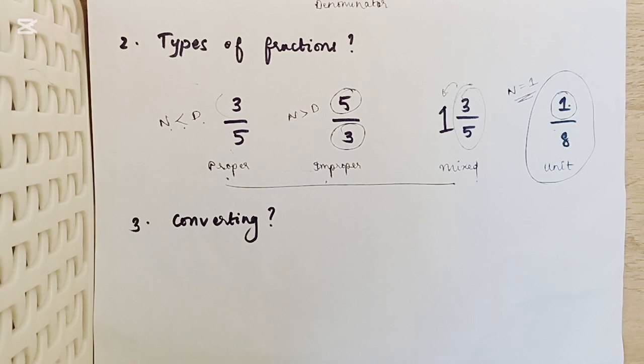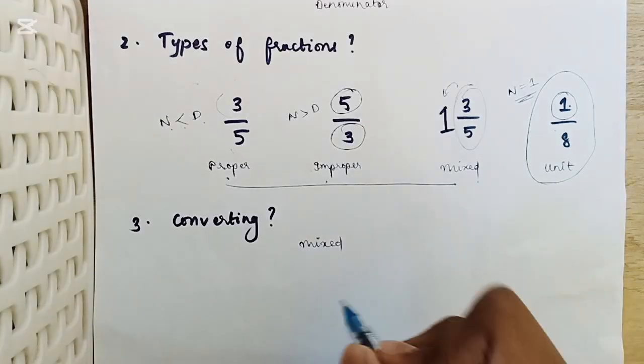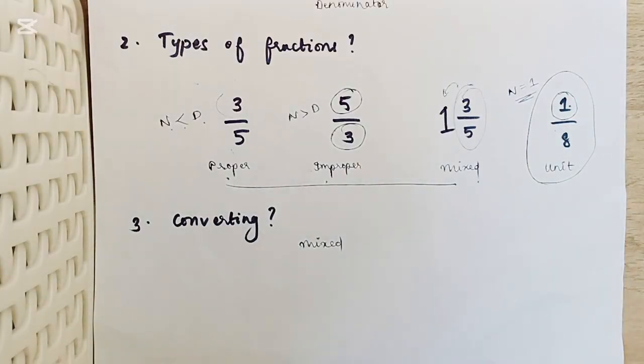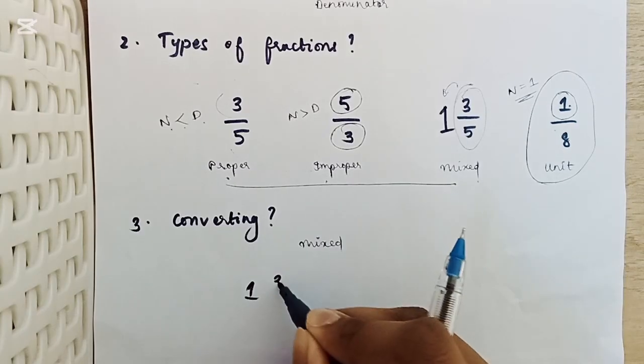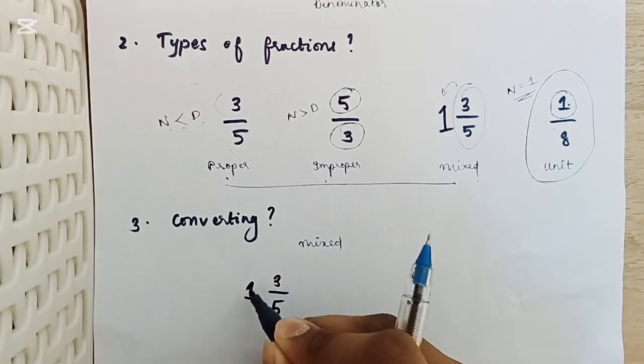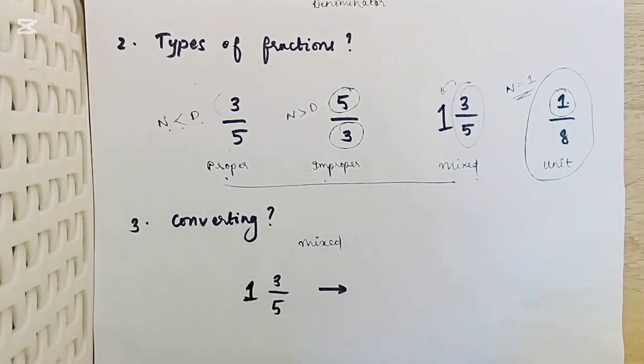Next, in exams, they might ask you to convert fractions. Mainly, they ask you to convert a mixed fraction into an improper fraction. So how do you do that? We'll take the same example, 3 by 5. This is our mixed fraction. You need to convert it into an improper fraction. How do you do it?